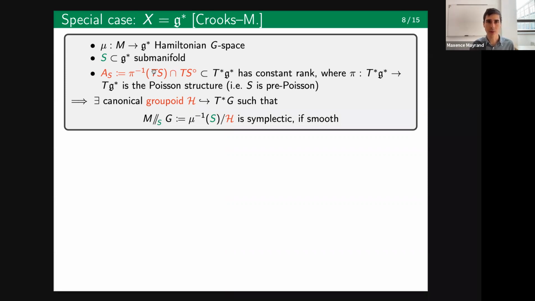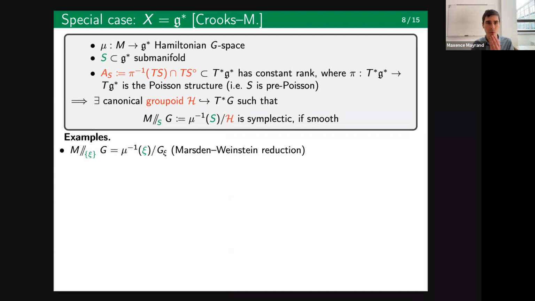This has to have constant rank. This kind of non-degeneracy condition is also known in the literature as being pre-Poisson. In that case, you have a canonical groupoid sitting inside T star G, which is the integration of that, such that taking the quotient by this groupoid of the preimage of S is symplectic. So we define this to be the symplectic reduction of M by G at level S, where S now is a submanifold of the dual of the Lie algebra rather than a point.